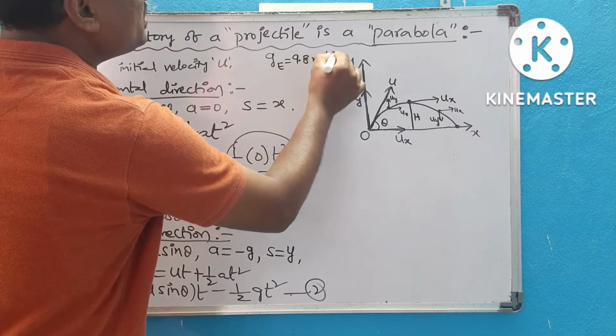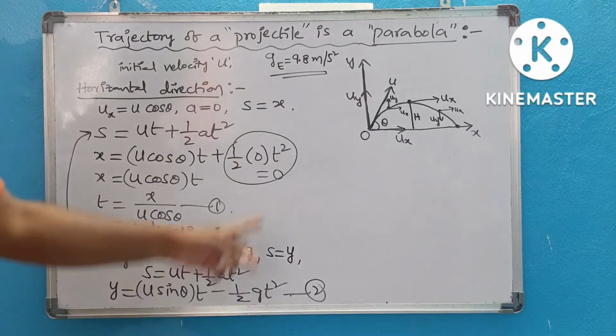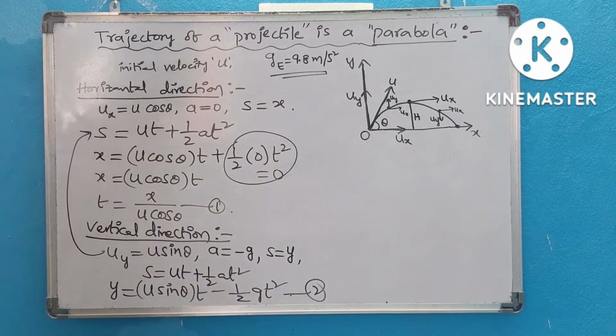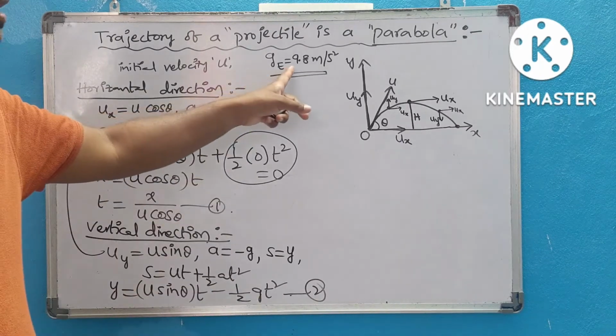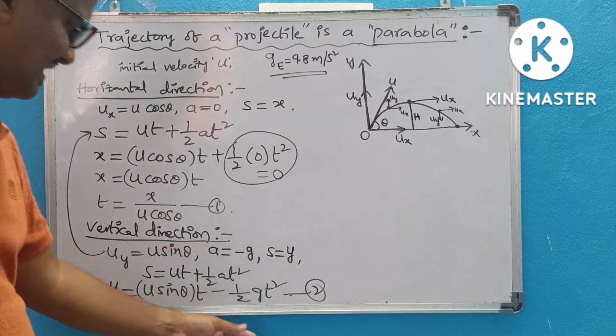9.8 meter per second square. Already we knew that value, very very important. Acceleration due to gravity of the earth, small g, is equal to 9.8 meter per second square.